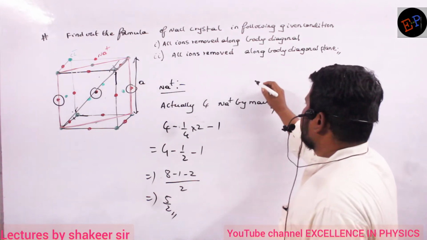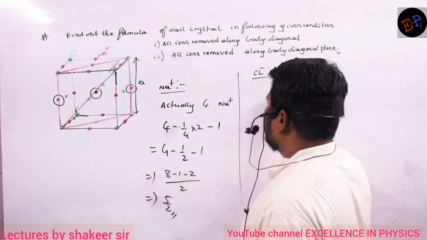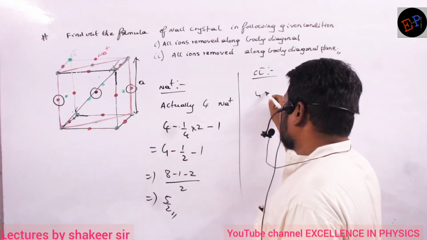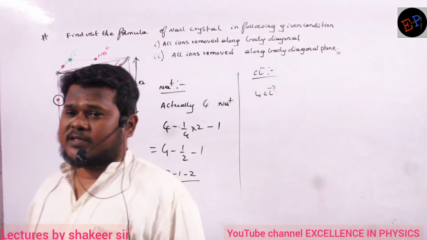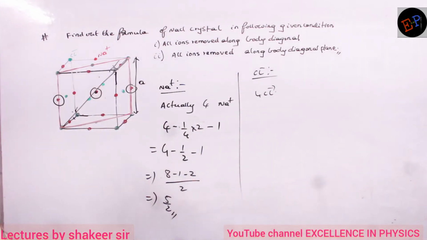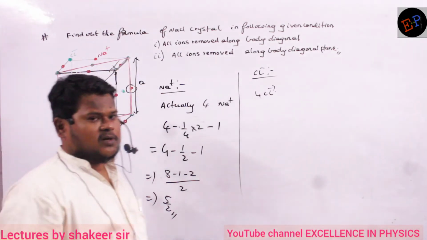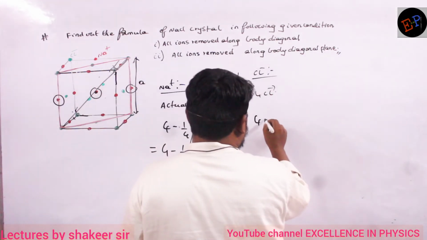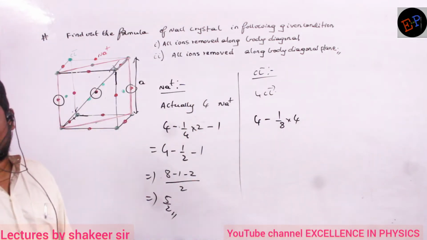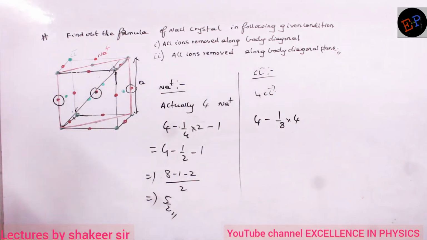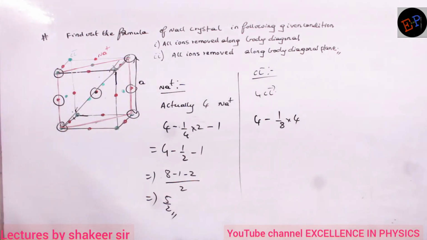Clear? Now we will calculate Cl minus. Actually how many Cl minus are present by mass? 4 Cl minus are present by mass. Now see how many ions are touched by this body diagonal. How many are there at the corners? 1, 2, 3, 4. 4 of them are present at the corners. And what is the contribution of a corner? 1 by 8. So 1 by 8 into 4. Clear, no? Because 4 atoms are present at 4 corners. Are you able to understand, ma? So this one, this one, this one, and this one. 4. Now is there any other?